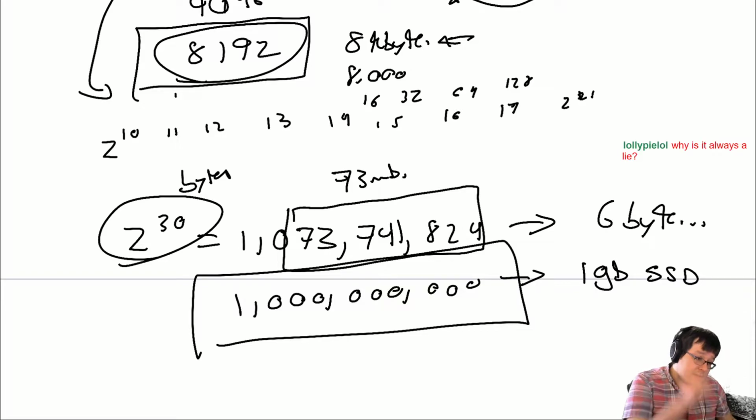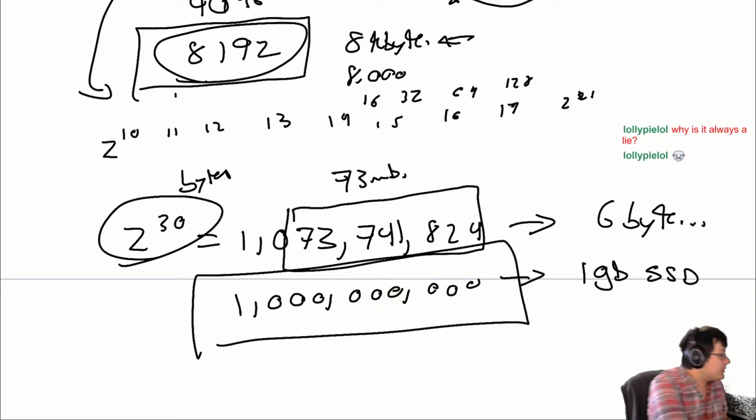Of course, the higher you go, the bigger this discrepancy becomes. So if we go up to, let's say, 2 to the 40, so let's see, we have to go all the way to 1,000.